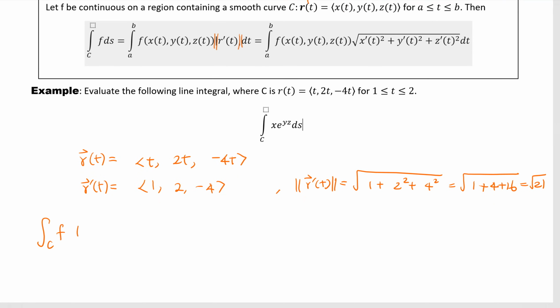Then our line integral equals the integral where t goes from 1 to 2 of f. So we replace x by t, we replace y by 2t, we replace z by minus 4t. And then what is the speed? The speed is square root of 21 dt.